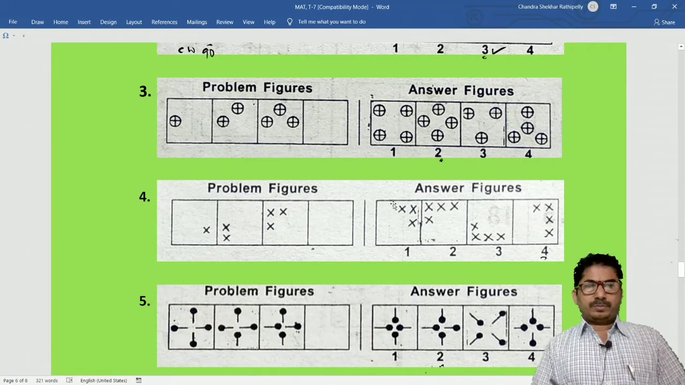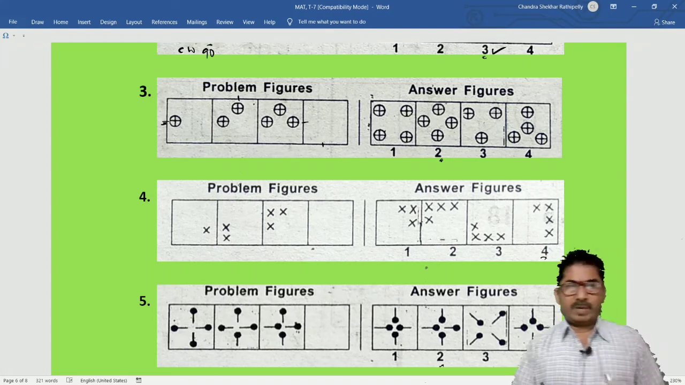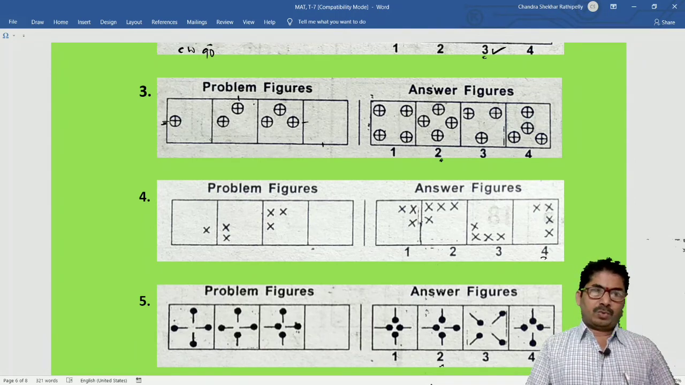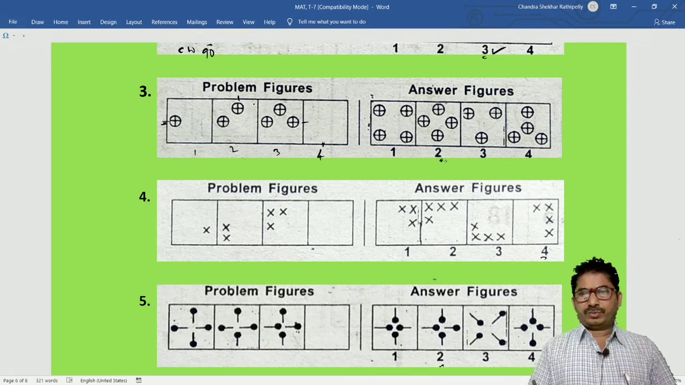Next, the third question, number 3. Here we have arrow to arrow, next arrow to arrow, next arrow will come. But here one more sequence series is there. 1, 2, 3, next 4 will come. Here start and 4. So option 2 is correct.